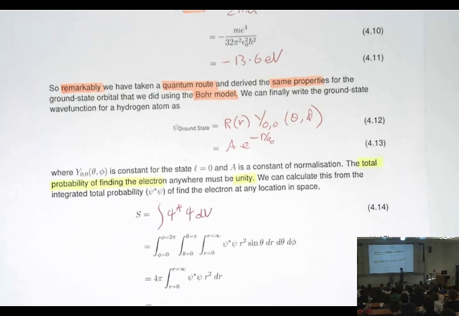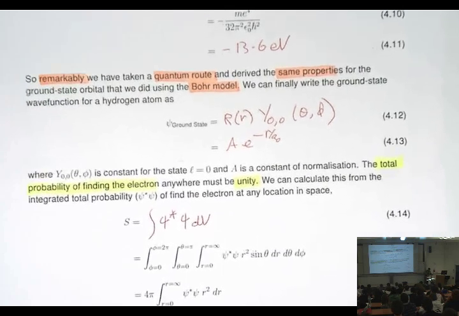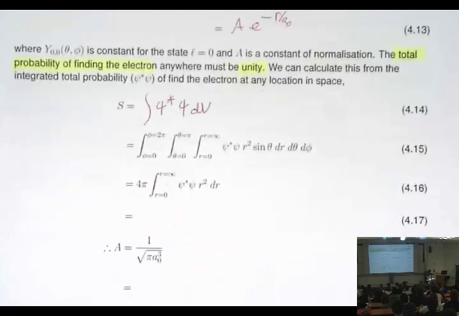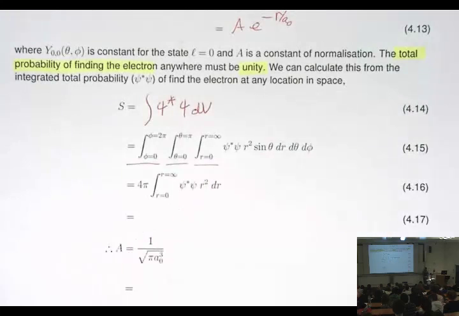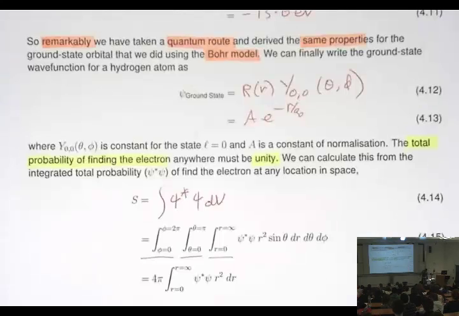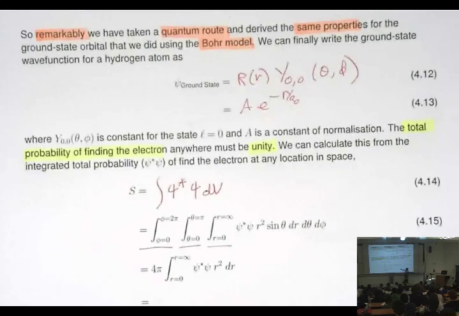Psi star psi. So we're working in spherical polar coordinates with r, phi, and theta. Can you actually read any of this? That's better. In which case, we need to know what the limits are for each individual term. So we can integrate r from r equals 0 to r equals infinity. We can integrate theta from theta equals 0 to theta equals pi. And the phi term has to go from phi equals 0 to phi equals 2 pi. Basically the limits that we wrote down before.